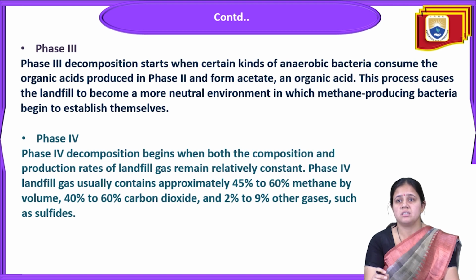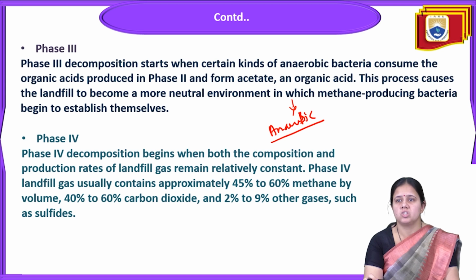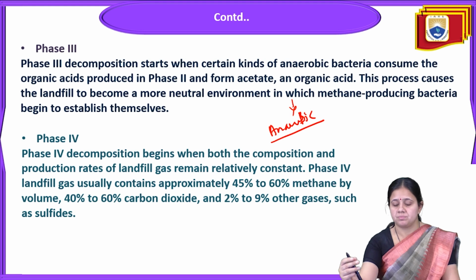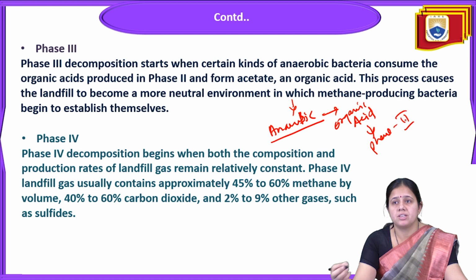Phase 3 decomposition starts when a certain kind of anaerobic bacteria, here again the anaerobic phase, begins. How will it start? It starts with the anaerobic bacteria consuming the organic acids produced in phase 2, and forming acetate and organic acid. Whatever organic acid was there in phase 2 is consumed by these anaerobic bacteria. This process causes the landfill to become a more neutral environment in which the methane producing bacteria begin to establish themselves.